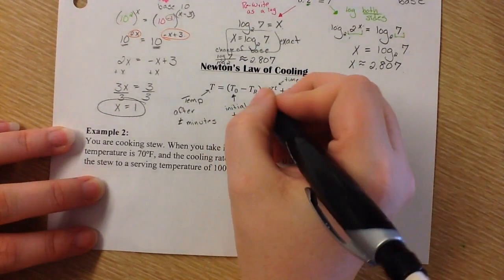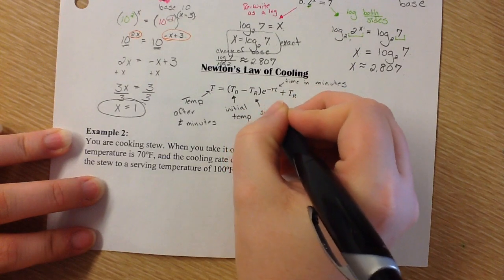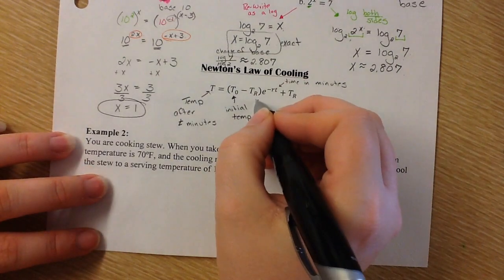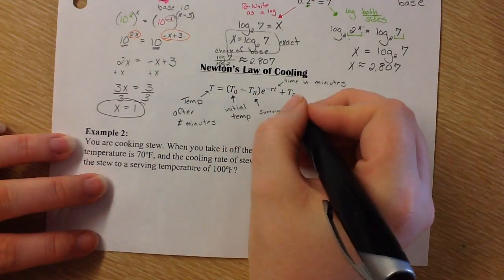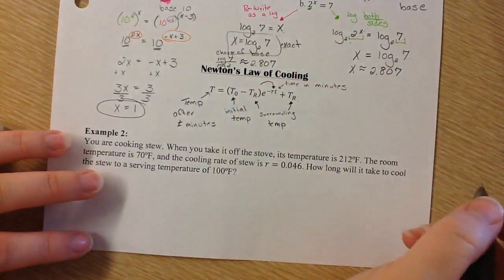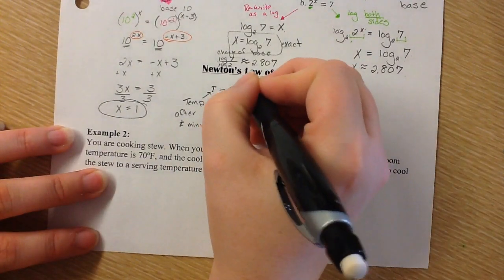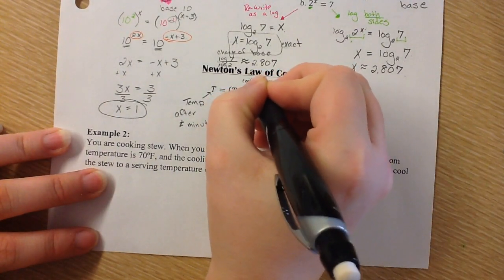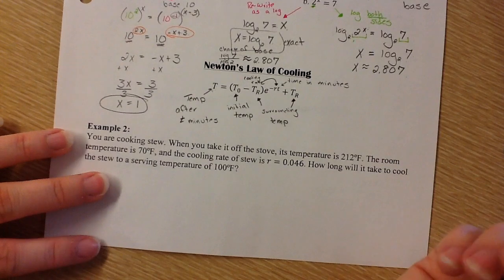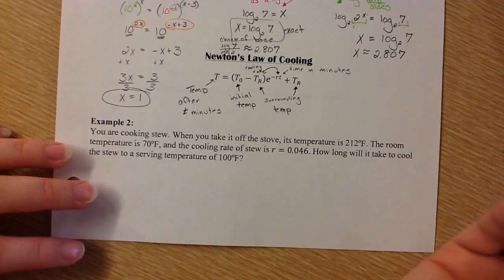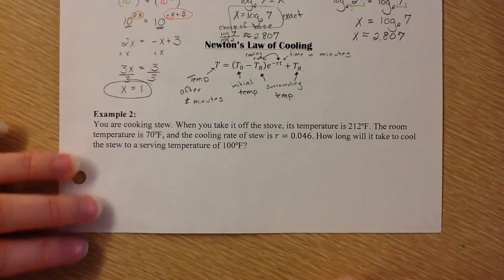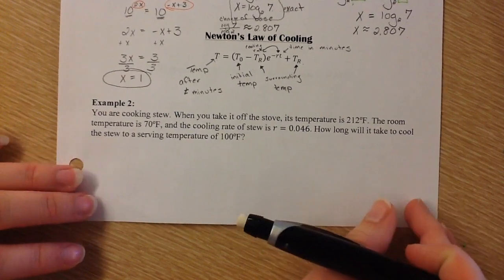The T sub R is the surrounding temperature, meaning the temperature of the room around it. And then this little r, this lowercase r, is what we call the cooling rate. Every substance has a different cooling rate. Water will cool at a different rate than aluminum will. If you melted aluminum, it would have a different cooling rate than air, a different cooling rate than helium. So everything has a different cooling rate.